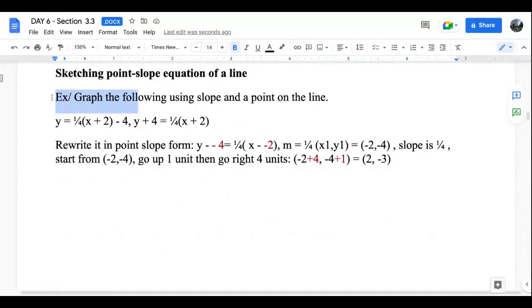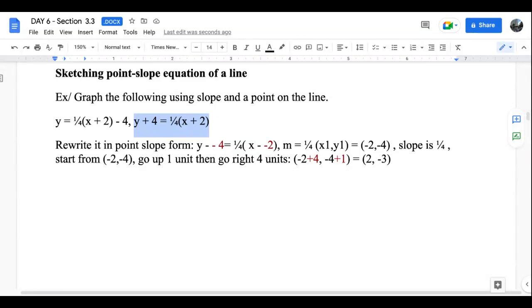So let's see this example. So we want to graph this equation. This is the given equation. There are a couple of ways of graphing this. First, we can recognize a point, right? So this negative 4 will move to the left-hand side. It will become positive 4. Then we recognize this as the slope-point form.